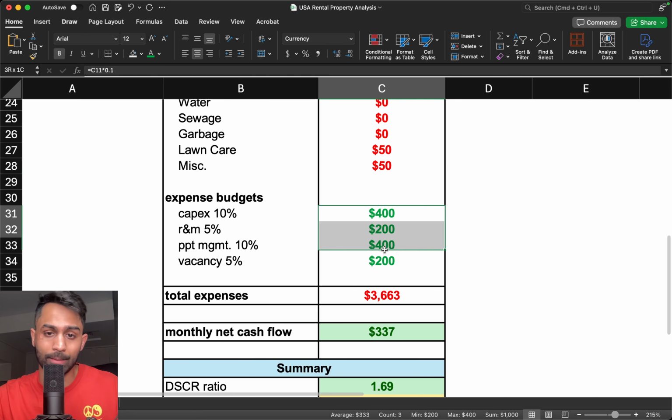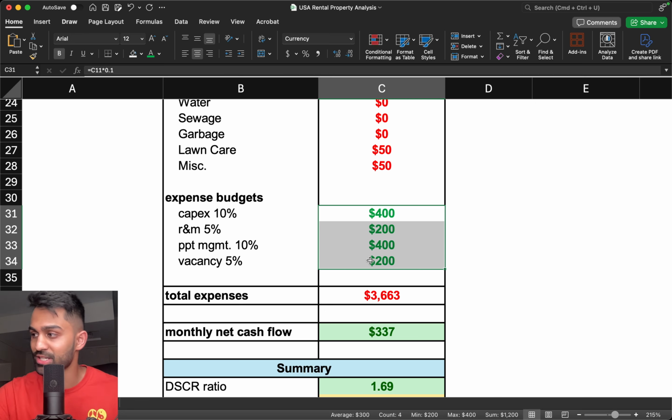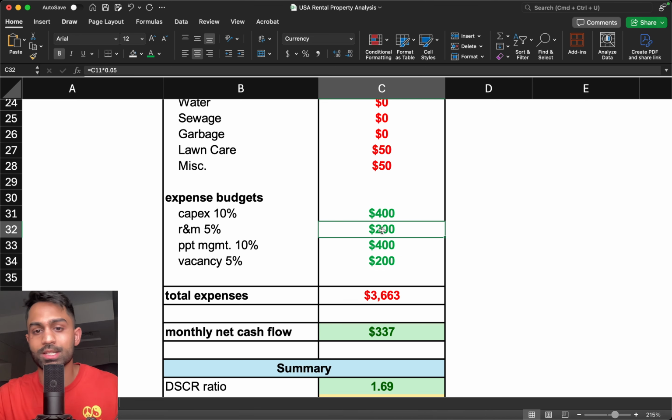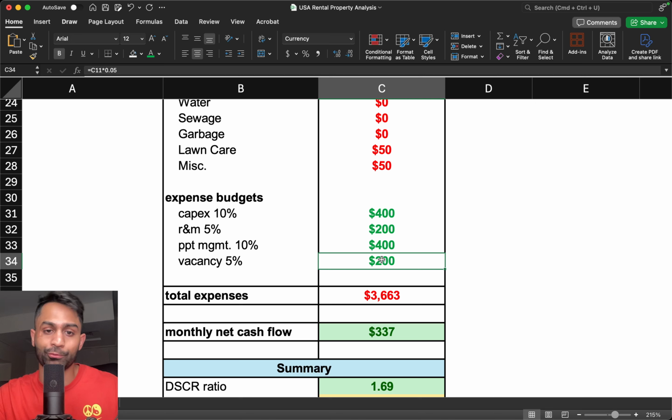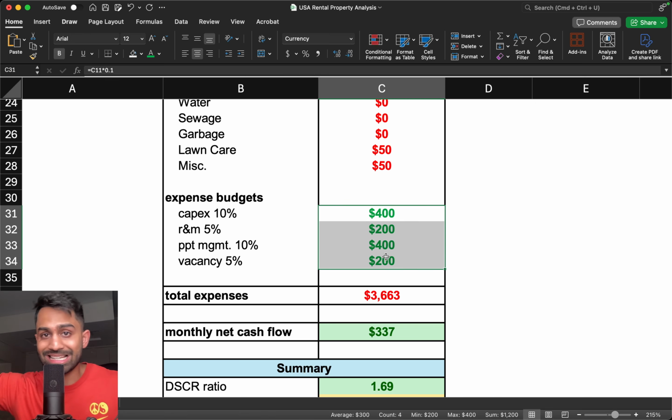And of course, you've got a lot of budgets, right? As I've mentioned before in my previous updates and videos, you definitely need to have 10% capital expenditures, 5% for repairs and maintenance, another $400, which is 10% for property management fee, another 5% for vacancies. So you're going to put this money aside to account for when these expenses arise, right? In the future, if something breaks down, at least you have the budget to fix it. You don't want to dip into your savings to pay for it. You've already accounted for all these expenses.